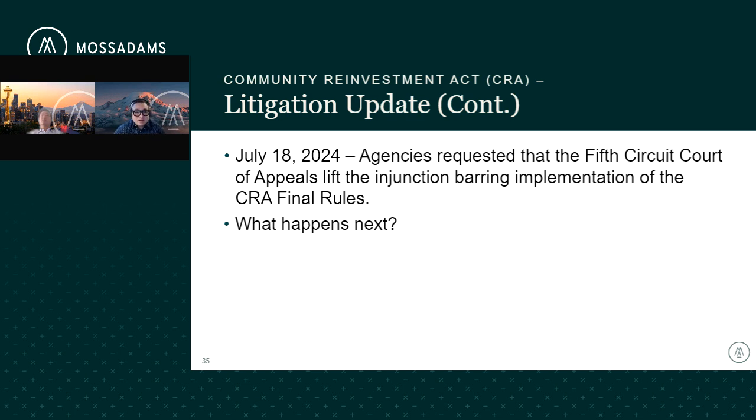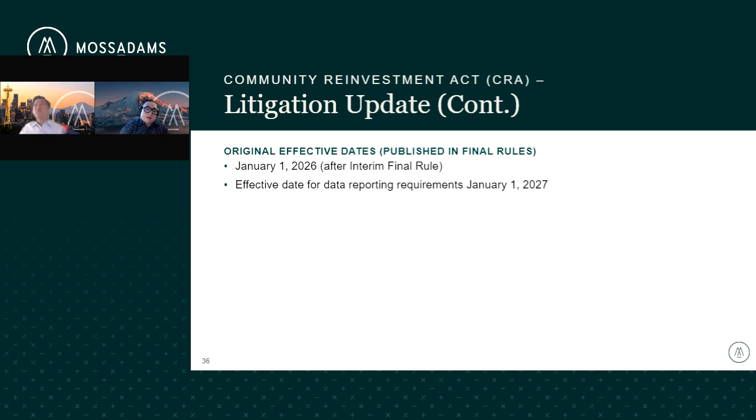So do keep an eye out. The ABA, the TVA, and other groups will send communication the second any type of legal update occurs. So do keep an eye out for those publications and prepare for the CRA, whatever it may look like when it's finally published. Again, the original effective dates, and these may change based on when litigation wraps up.